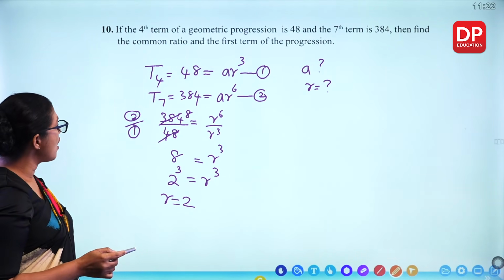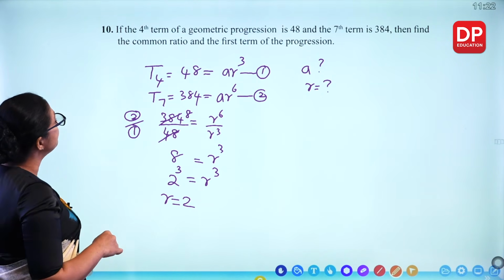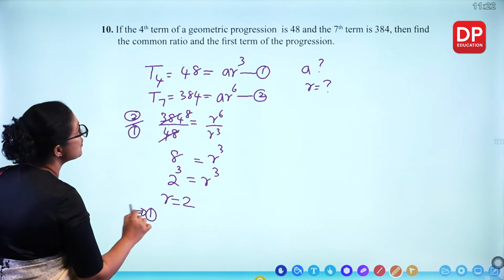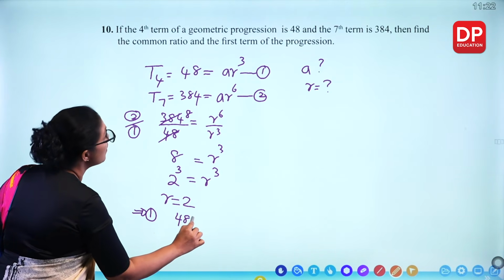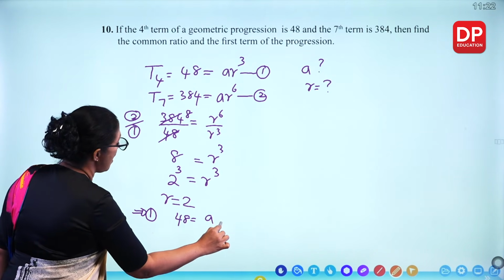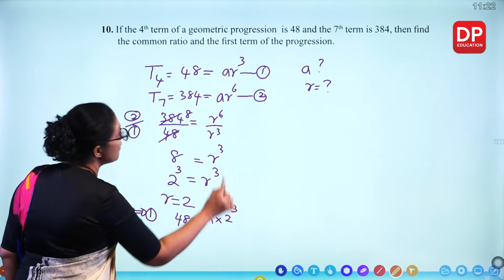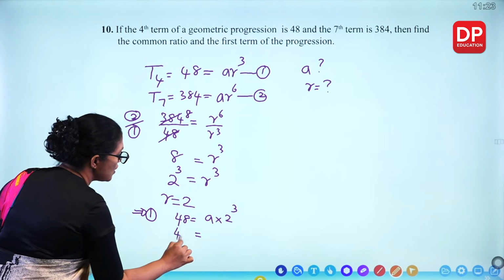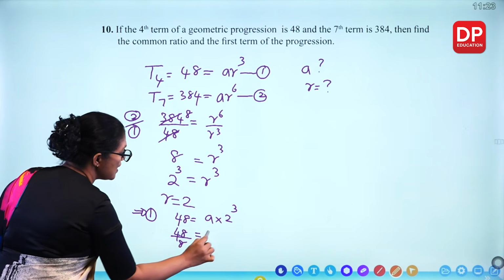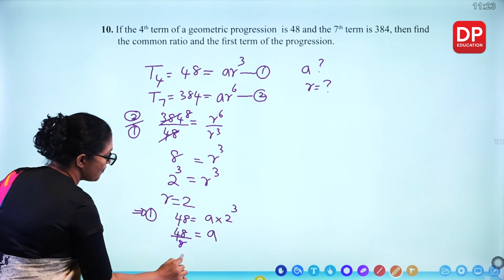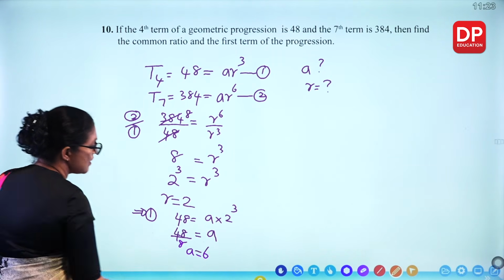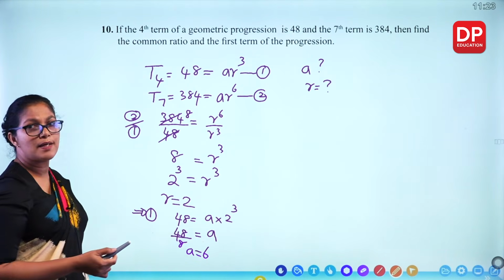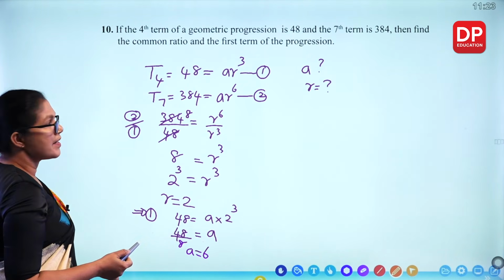Now we found out r. What's the first term? You can take the first equation and substitute. 48 equals a times r, which is 2 to the power 3. 2 to the power 3 is 8. So 48 divided by 8 is the first term. You get 6 as the first term. So first term is 6 and r is 2.